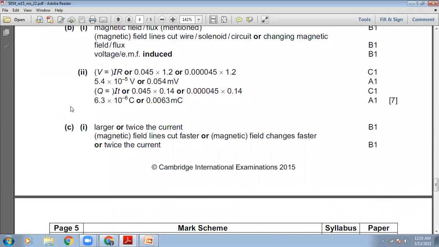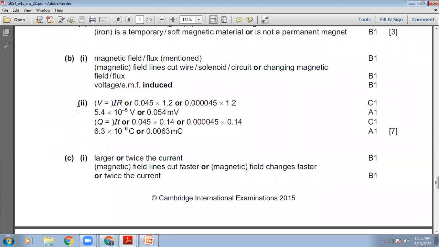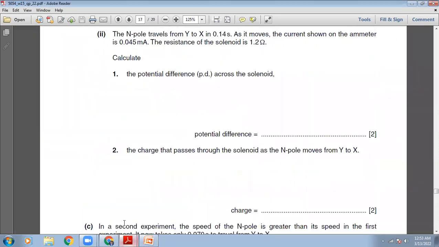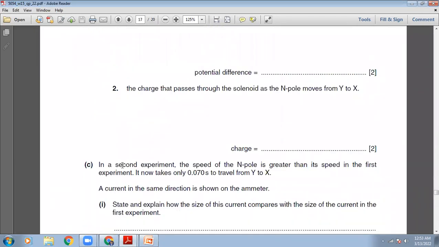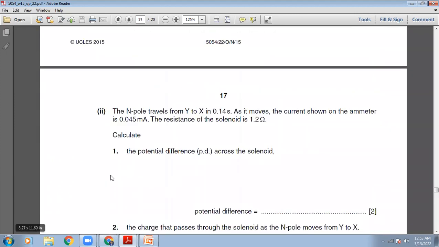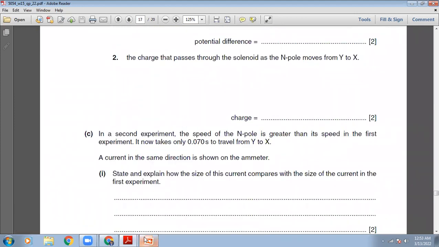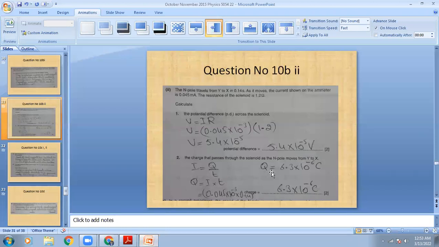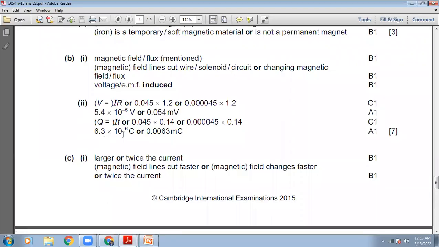Okay, we're done with this. So what is the question? We know the time. So the final answer is 6.3 × 10^-6 coulombs. And that's this answer.